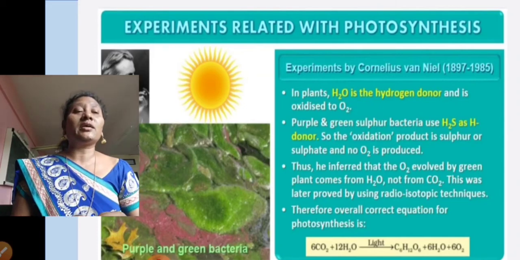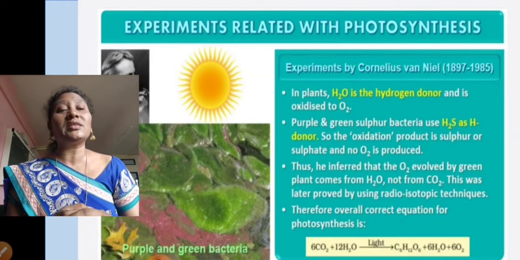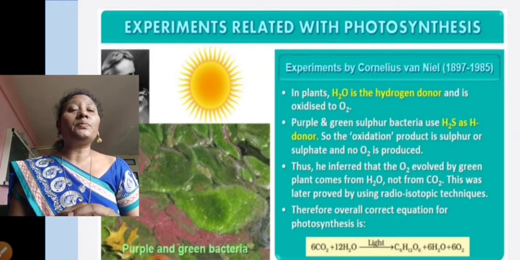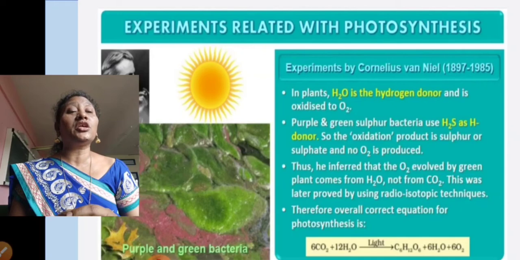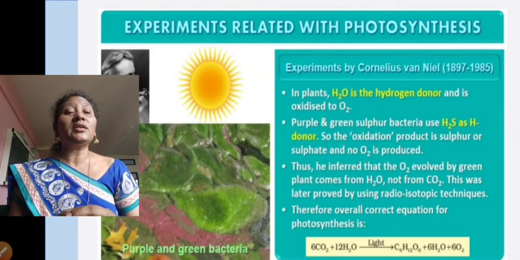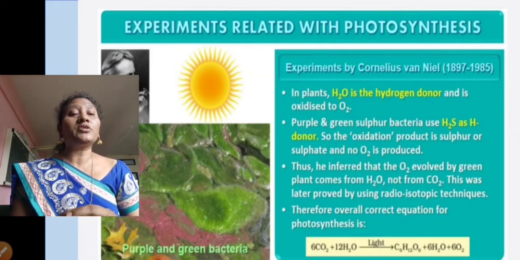In the experiment by Van Niel, in plants, H2O is the hydrogen donor and its oxidation product is oxygen. Purple and green sulfur bacteria use H2S as the hydrogen donor. The oxidation product is sulfur or sulfate, and no oxygen is produced. Thus he inferred that the oxygen evolved by green plants comes from H2O, not from CO2. This was later proved using radioisotopic techniques.